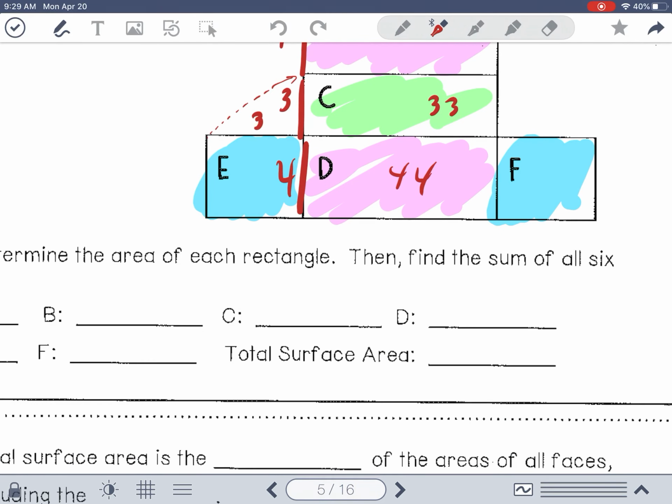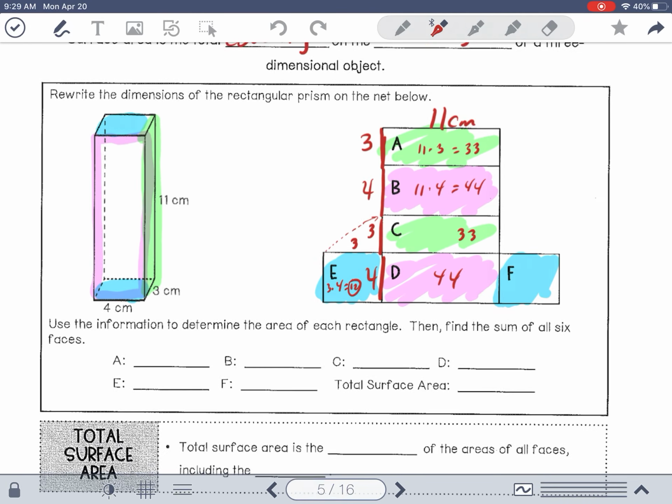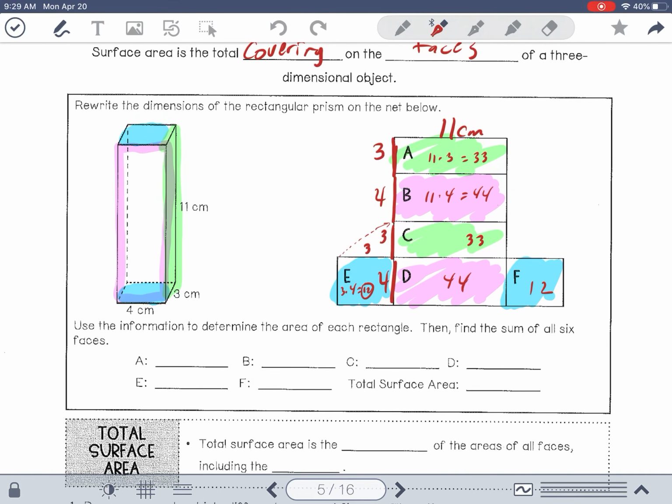Okay, that piece is a 3. So this means this is a 3 times 4, which is 12. That's a 12. So then that means that F is a 12. So A is 33, B is 44, 33, 44. I'm going to let you take a picture and see this in a minute. 12 and 12. Total surface area is 178. Remember, area is always squared.